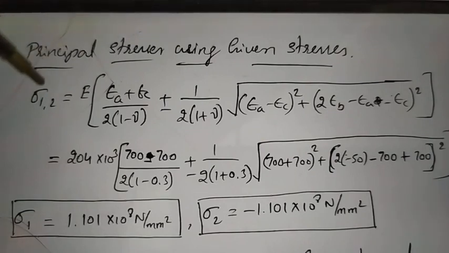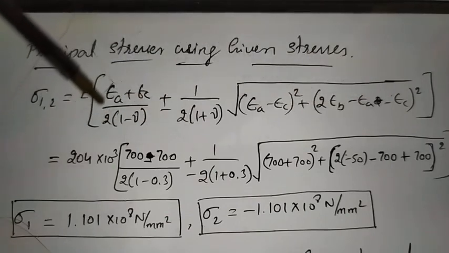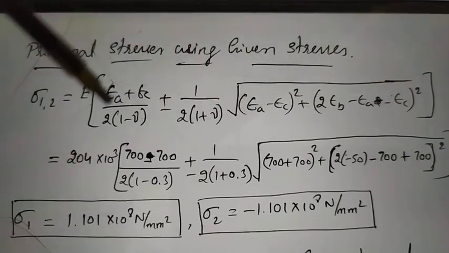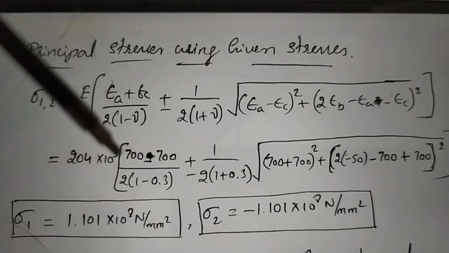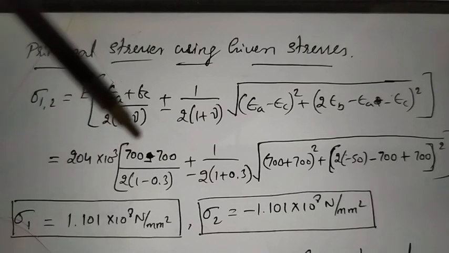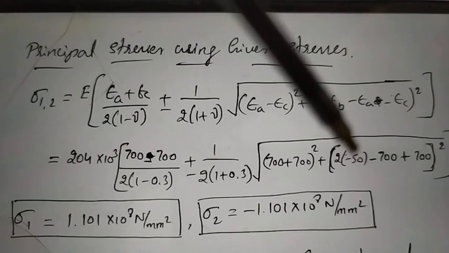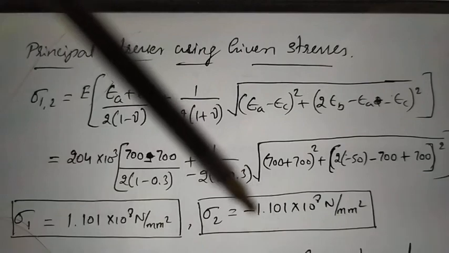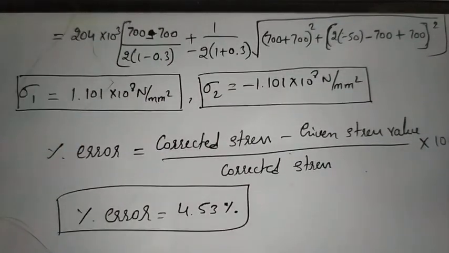So the first part you have done is for the corrected strains. Now you are going to see this for the measured strains, meaning you are directly putting epsilon A cap values in here. The same equation, just substitute the epsilon A cap values. Where 733 was substituted, here you substitute 700 microns, and 52 you substitute 50 microns. By that you get somewhat changed sigma 1 and sigma 2 values. It is just to determine what the error percentage is.